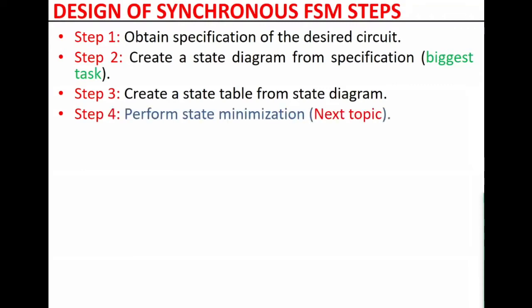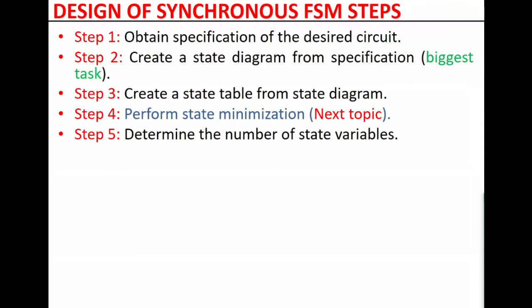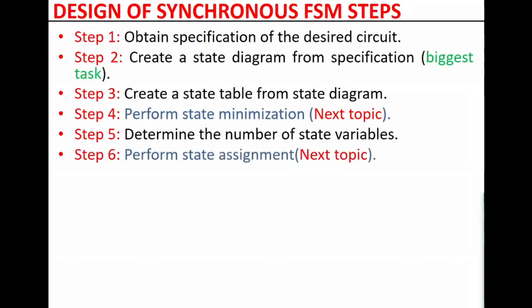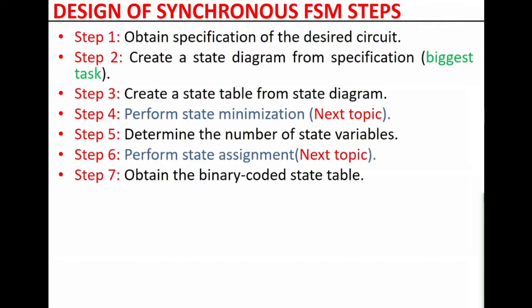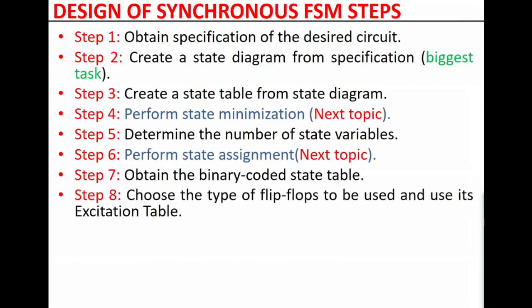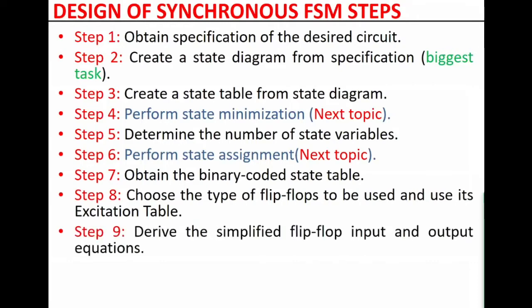Perform state minimization, that is optimizing your system. It will be a next topic, optimization. Determine the number of state variables from the number of states. The number of states will give you the number of state variables, 2 to the power n. You perform state assignment. You can call a state with a letter like A or S0. Now you have to give it a binary digital value. Obtain the binary coded state table. You choose the flip-flops to be used and use the excitation table. And then you derive the simplified flip-flop input and output equations.